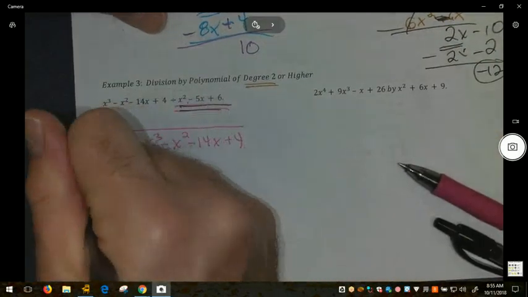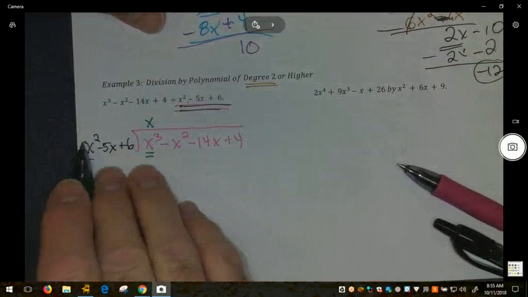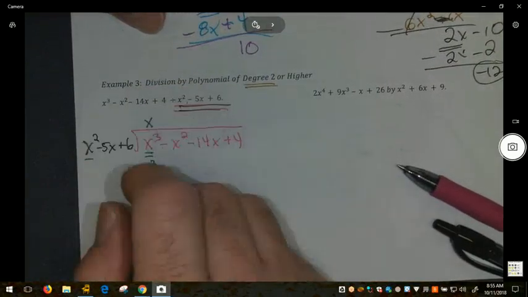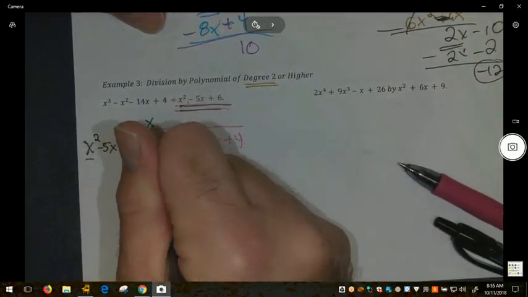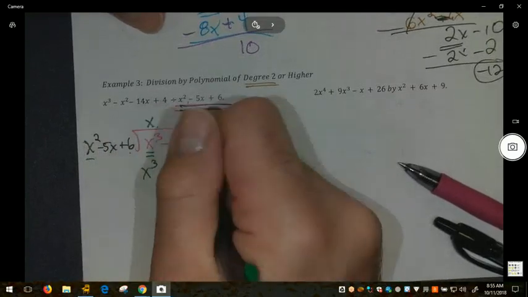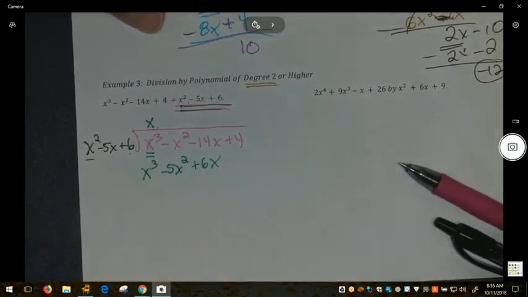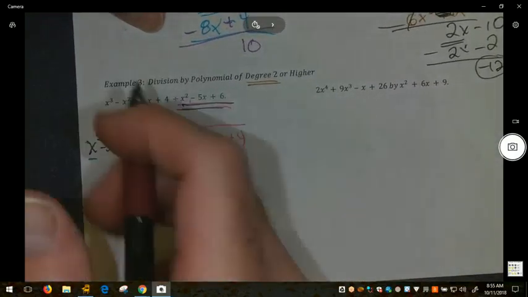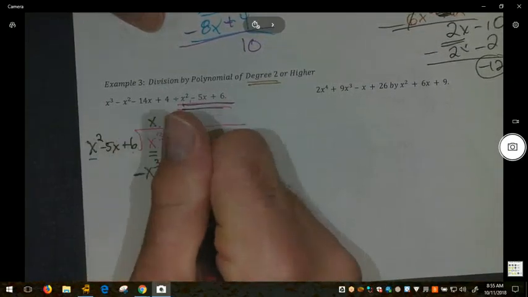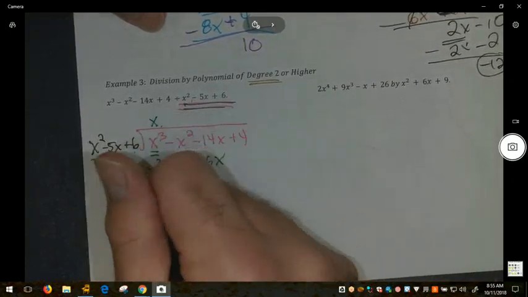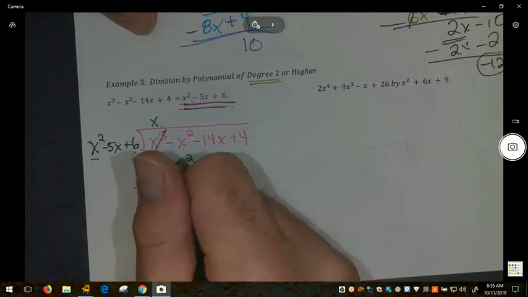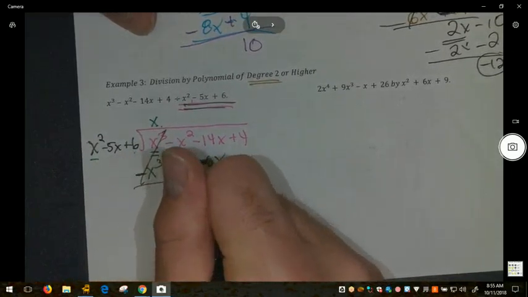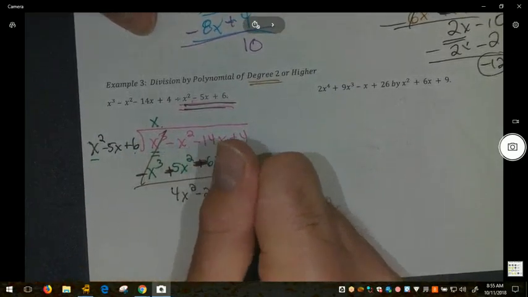Looking at x cubed, x squared to be multiplied by x would give us x cubed. x times negative 5x is negative 5x squared. x times 6 is positive 6x. Go through and change the sign on all three terms that were just generated, and then combine like terms. This gives me 4x squared minus 20x plus 4.